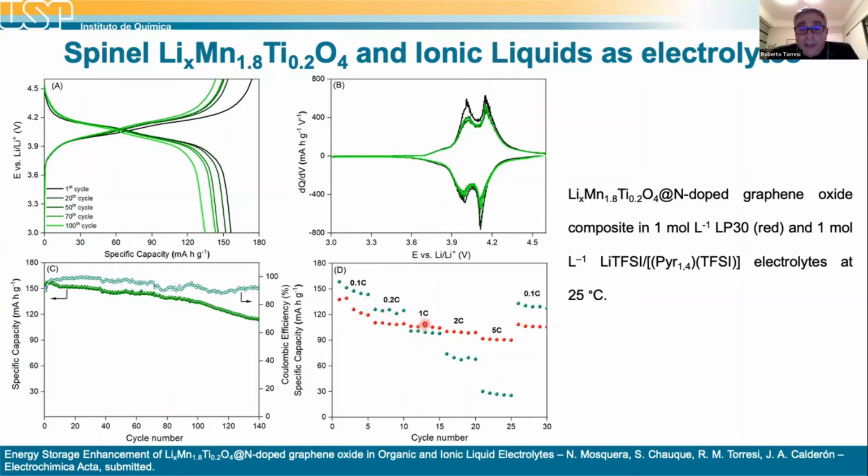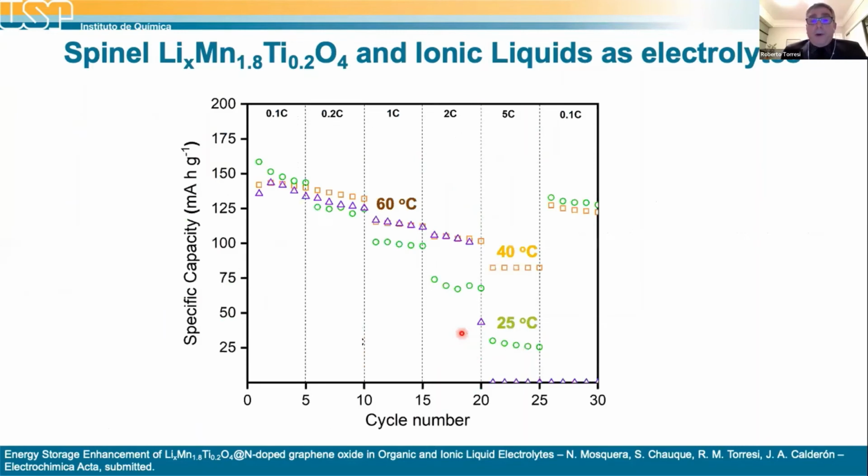For example, in this case, at 25 degrees centigrade it is not very good for high current in the charge-discharge process. So we want to see what happens if we change the temperature, to have a diminution of viscosity and to improve all the transport properties.